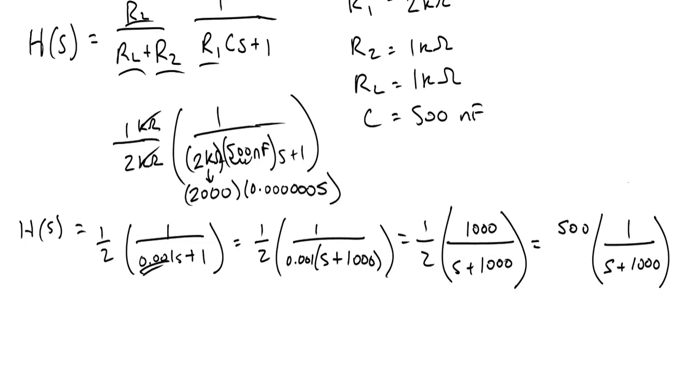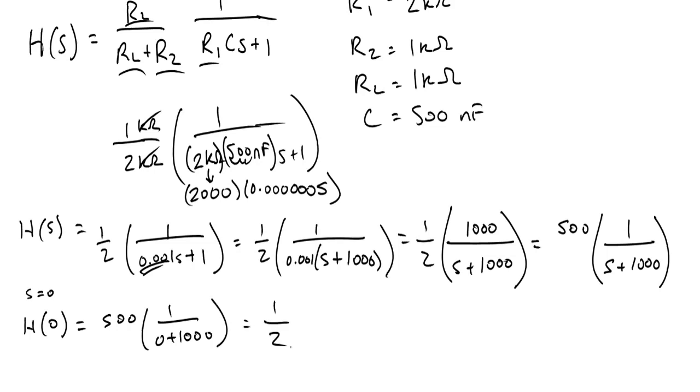The next part of the question was to get the type of filter, so low pass, high pass, or band pass. The way you do that is you want to evaluate H of S at 0, with its limit approaching 0 and then its limit approaching infinity. So if we say H of 0, where s equals 0, that's going to equal 500 times 1 over 0 plus 1,000. So that gives us 1/2.